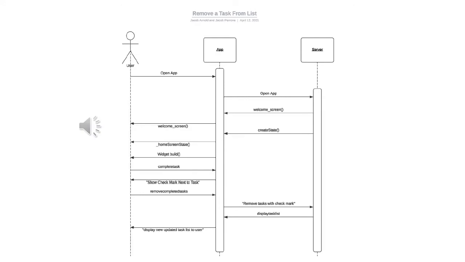From here, they would simply need to check mark which task was completed. And then the system would show the check mark after they click the button. They would then choose the button to remove those completed tasks. The system would remove any tasks that have the check mark next to them. And then finally, that would update the task list and display to the user that the completed task is no longer on their list.